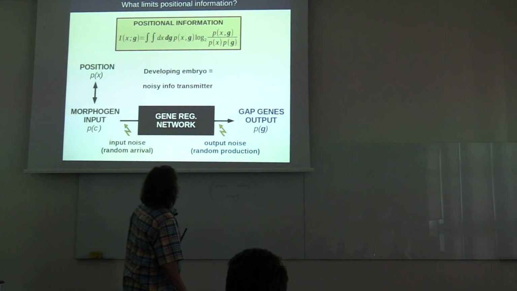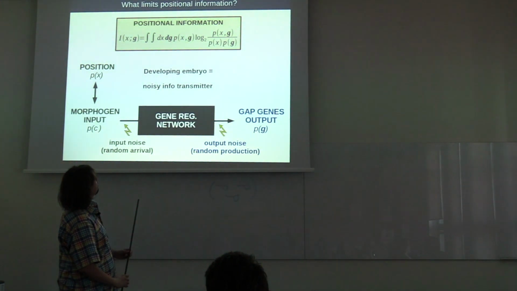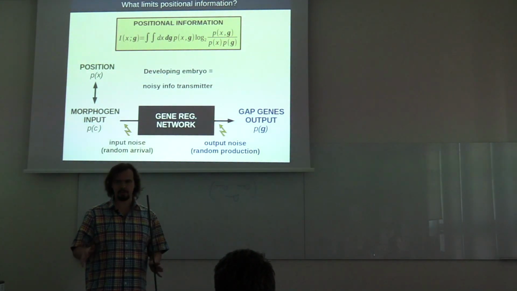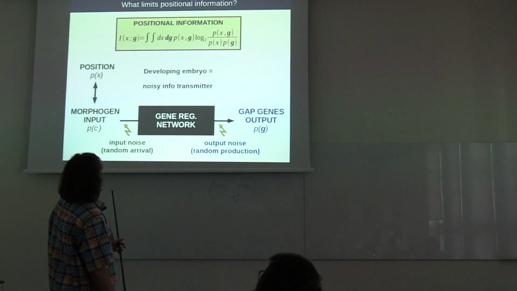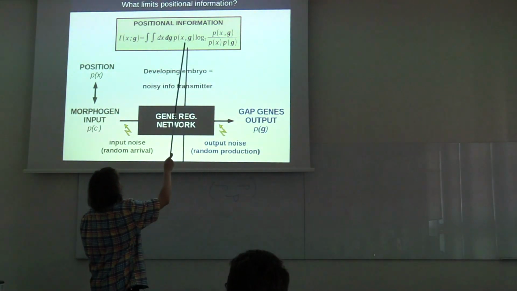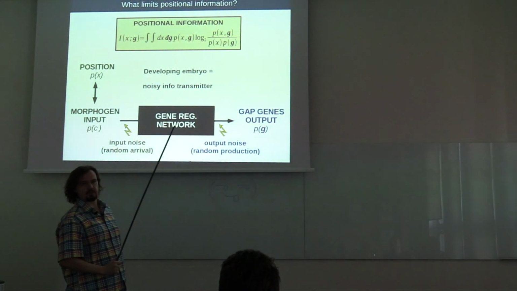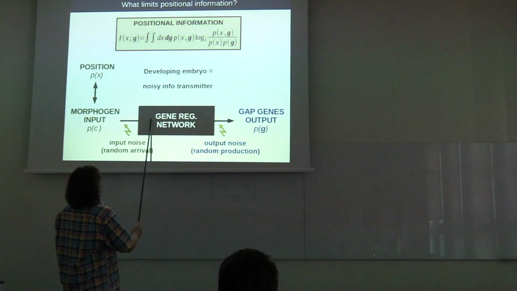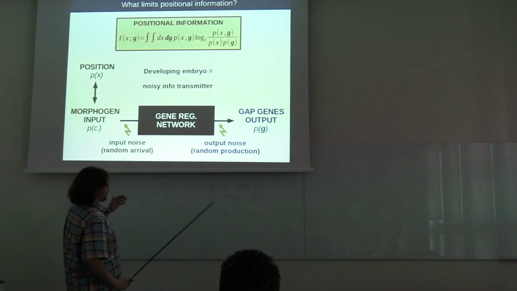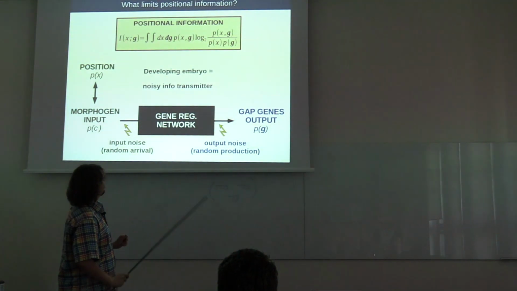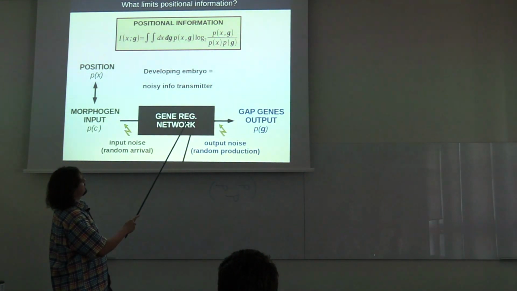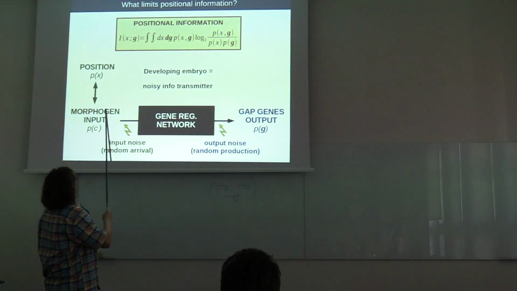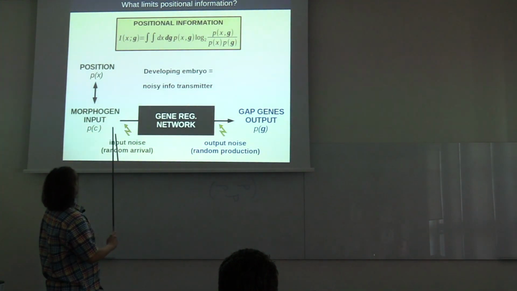And the way we're going to do this is we're going to consider this gene regulatory network as a black box that somehow we have to construct from biophysical principles. And of course, we will use the same information measure to define positional information, also in order to become able to compare to the experiments. Then this whole network, the whole embryo in a sense at that stage of development, will become a noisy info transmitter where the position is encoded first in this exponential input gradient.